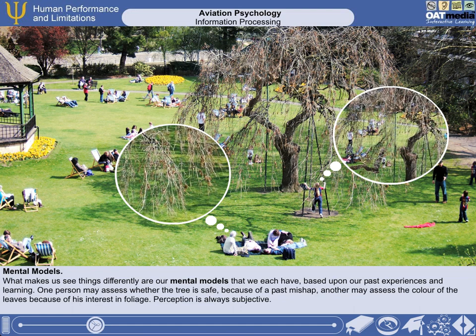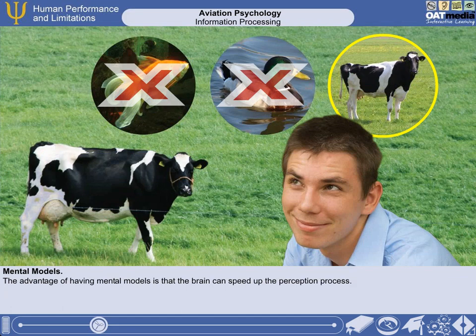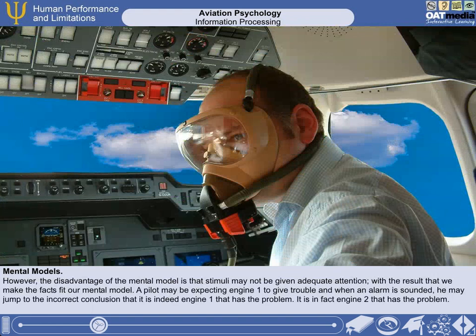One person may assess whether the tree is safe because of a past mishap. Another may assess the color of the leaves because of his interest in foliage. Perception is always subjective. The advantage of having mental models is that the brain can speed up the perception process. However, the disadvantage of the mental model is that stimuli may not be given adequate attention, with the result that we make the facts fit our mental model.